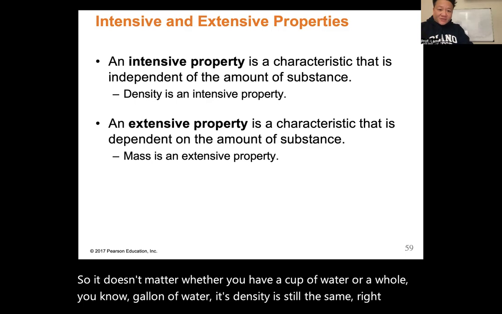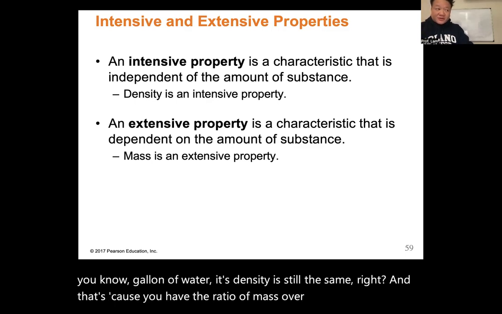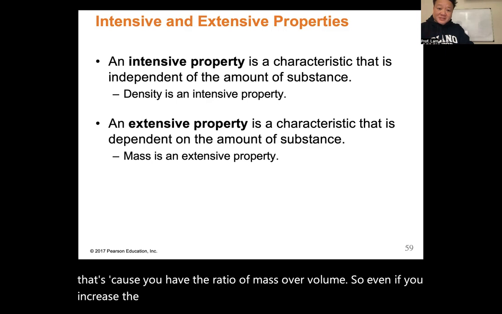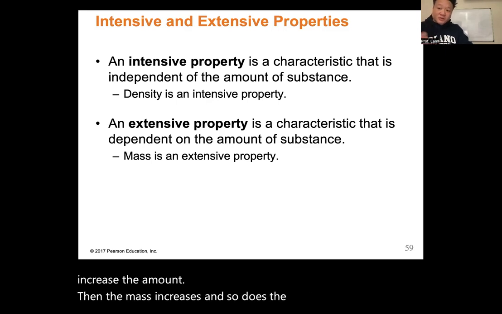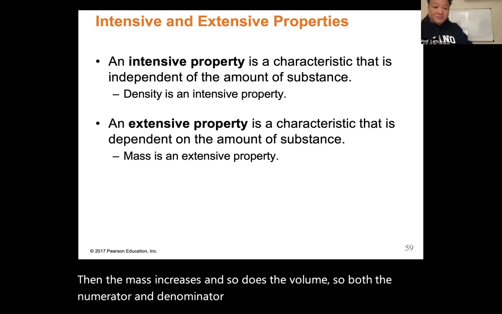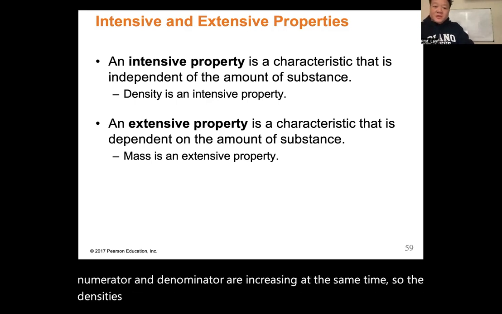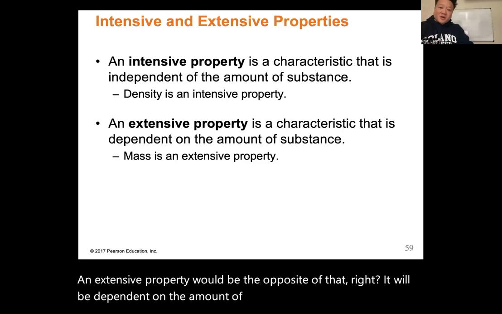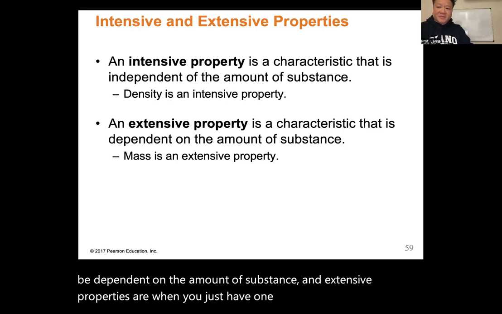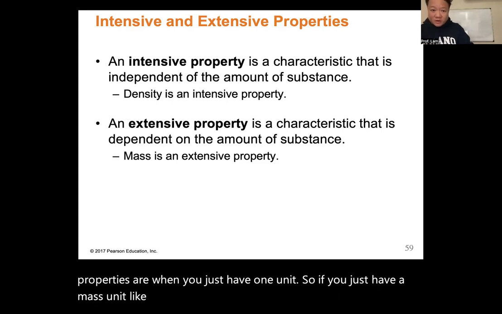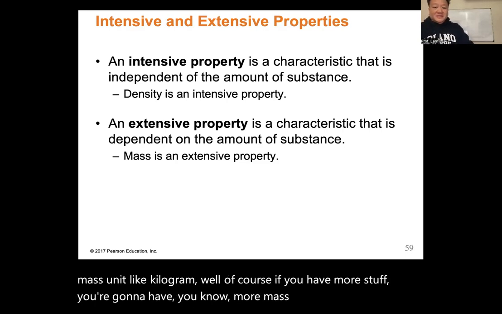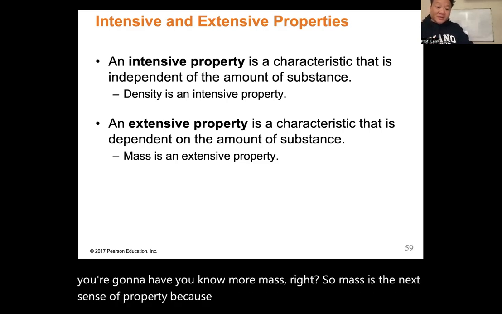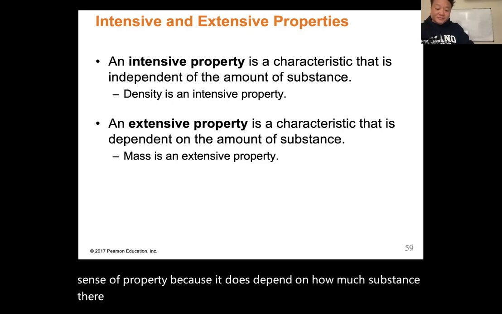And that's because you have the ratio of mass over volume. So even if you increase the amount, then the mass increases and so does the volume. So both the numerator and denominator are increasing at the same time. So the density is going to stay the same, right? An extensive property would be the opposite of that, right? It will be dependent on the amount of substance. And extensive properties are when you just have one unit. So if you just have a mass unit, like kilogram, well, of course, if you have more stuff, you're going to have more mass, right? So mass is an extensive property because it does depend on how much substance there is.